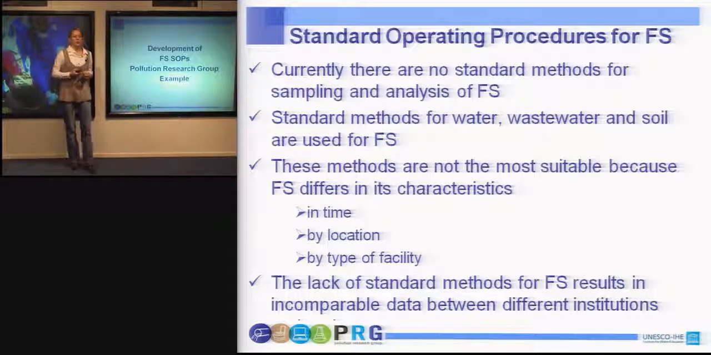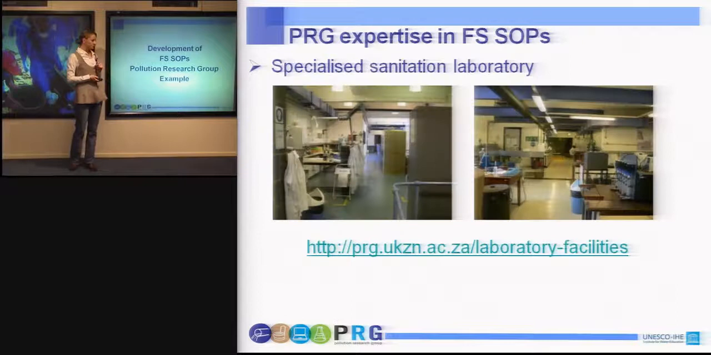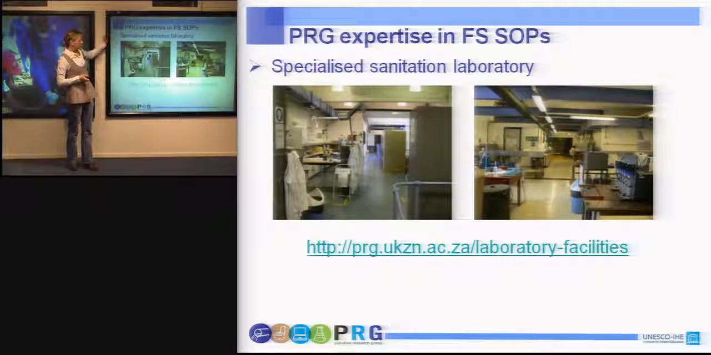So I'm going to move to an example from the pollution research group where we did a development of standard operating procedures for fecal sludge, and we did research on certain properties. So first of all, to start, we have a specialized sanitation laboratory which analyzes a lot of samples from fecal sludge, different excreta, human excreta, such as urine or fresh feces. Also, we analyze wastewater or sludge coming from wastewater treatment works. For a bit more details, you can have a look at our website.